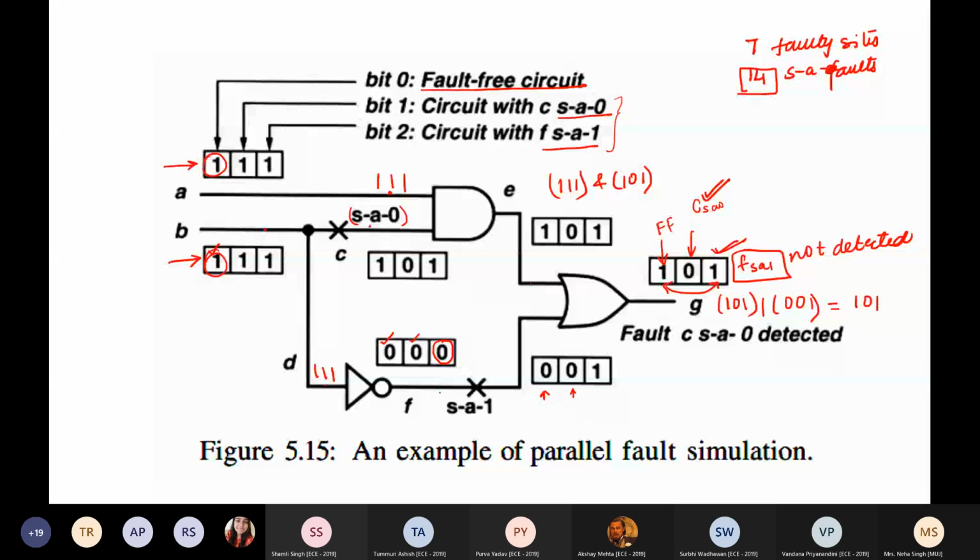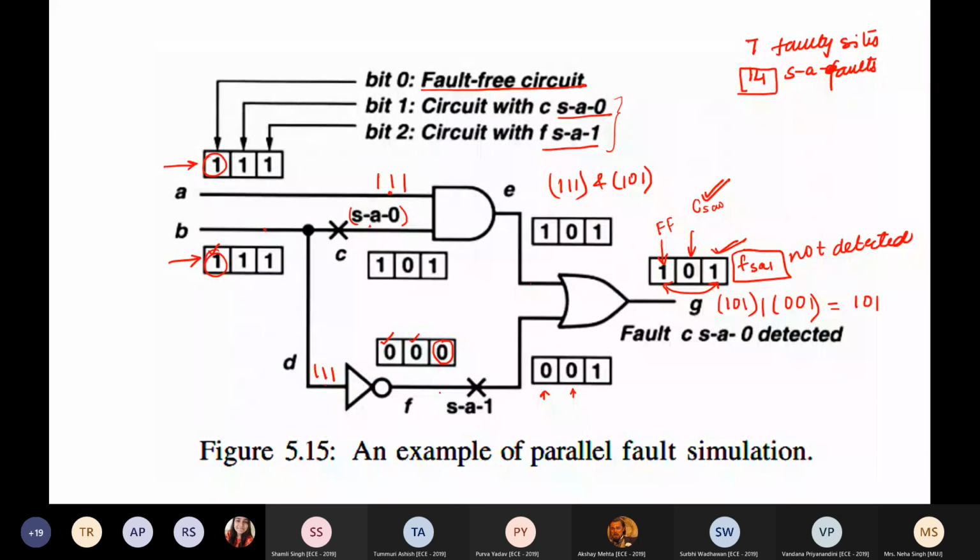Okay? Is this clear? How the simulator works? We are basically giving different inputs and for different fault considerations, and which fault is detected will depend on the output. If the output is same as fault free circuit, the fault is not detected, but if it is different, it will be detected. Fine.